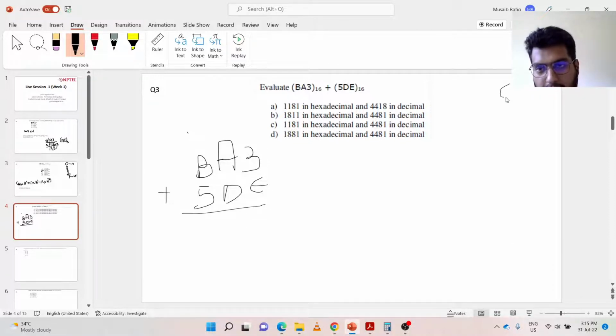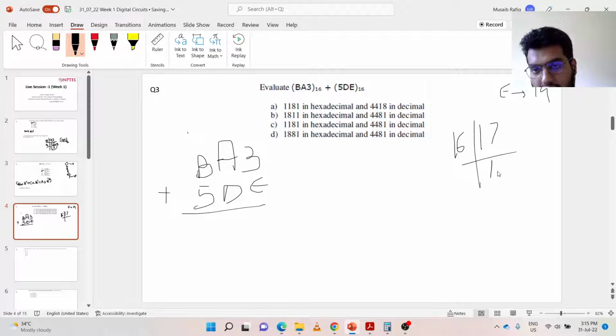So E, as I showed in the previous slide, means 14. So we have 14 plus 3, 17. But 17 in hexadecimal can be written as 16 times 1, plus 1. So 17 in hexadecimal is 1 1. So we write 1 and the other 1 goes to carry. Then we have A. A means 10. So 10 plus D, which is 13, is 23. 23 plus the 1 carry means 24. So 24 in hexadecimal is 16 multiplied by 1, and 24 minus 16 is 8. So the number is 1 8. 8 will come here and 1 will go to carry.